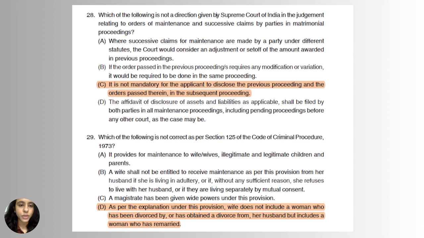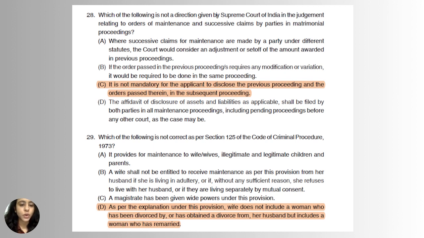Now coming to the next question was that which of the following was not a direction by the court in the judgment of Rajneesh versus Neha. So option C was not the direction because option C says that it is not mandatory for the applicant to disclose what maintenance they have received in previous proceedings, whereas in Rajneesh versus Neha, this disclosure was made mandatory. So option C is the right answer.